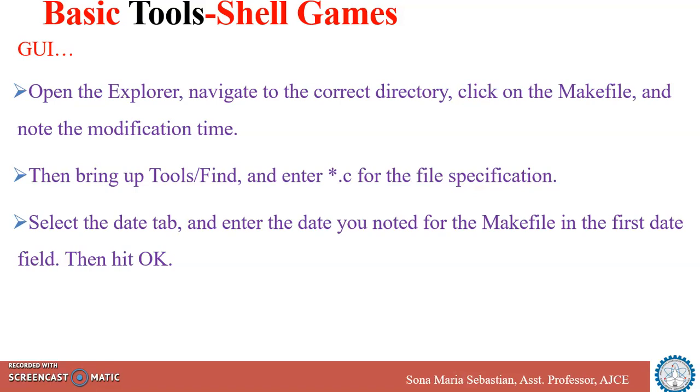But if you are using a shell command, the process is very simple and short. You will get the result in one simple command. Then here is the command: find -name "*.c" -newer makefile -print, and you will get the result in one simple click.